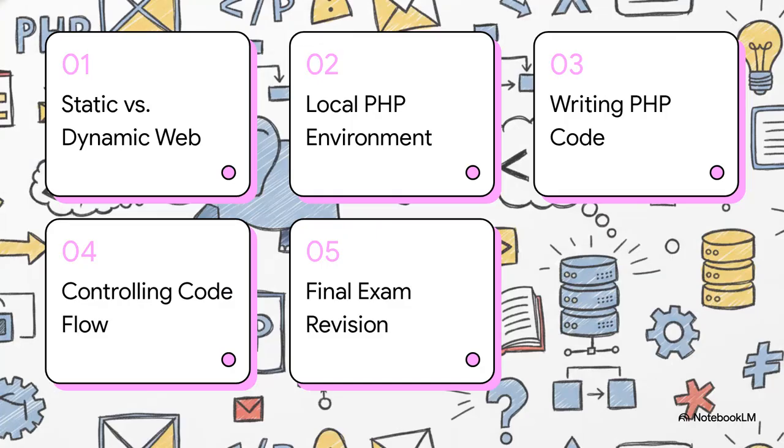Okay, so here's the plan. First, we're going to tackle the why. Why does PHP even exist? We'll look at static versus dynamic websites. Then we'll get our toolkit ready, the local environments. After that, it's the main event, writing some actual PHP code that can think and make decisions. And to wrap it all up, we'll do a super quick revision to make sure all this stuff sticks in your brain for the exam. Sound good? Let's do it.